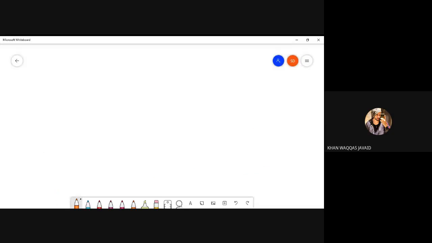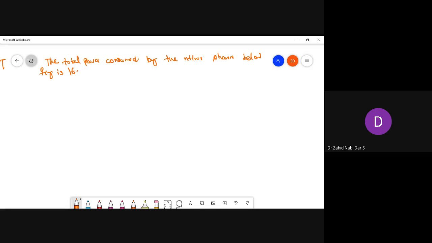This is problem number two. The total power consumed by the network shown in the figure below is 16 watts. Find the value of R and the total current.